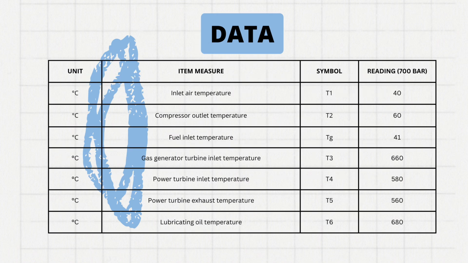Finally, temperature measurement. As shown, inlet air temperature is 40 degrees Celsius, compressor outlet temperature is 60 degrees Celsius, fuel inlet temperature is 41 degrees Celsius, gas generator turbine inlet temperature is 660 degrees Celsius, power turbine inlet temperature is 580 degrees Celsius, power turbine exhaust temperature is 560 degrees Celsius. Lubricating oil temperature is 680 degrees Celsius.